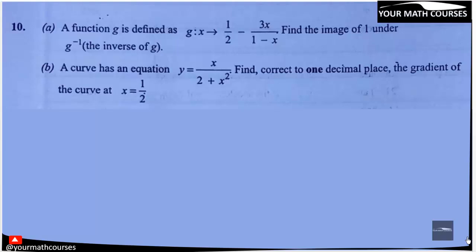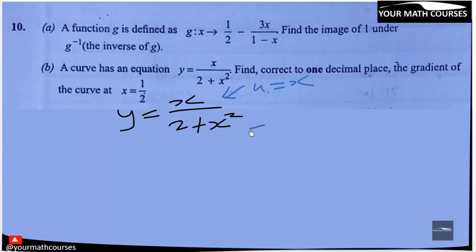The B part: say a curve has an equation y equal x over 2 plus x squared. Find correct to 1 decimal place the gradient of the curve at x equal 1 over 2. So the given curve has equation y equal x over 2 plus x squared. So we can use the quotient rule. We have u equal x, then we have v equal 2 plus x squared.